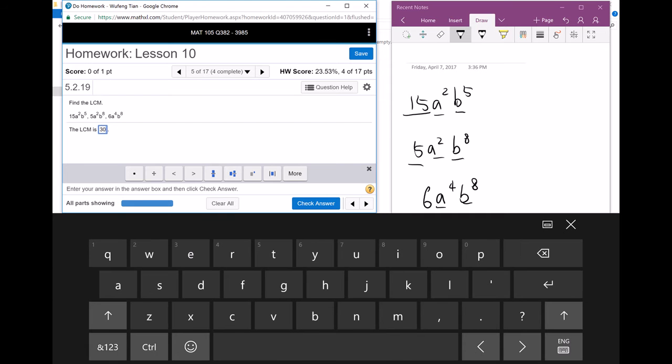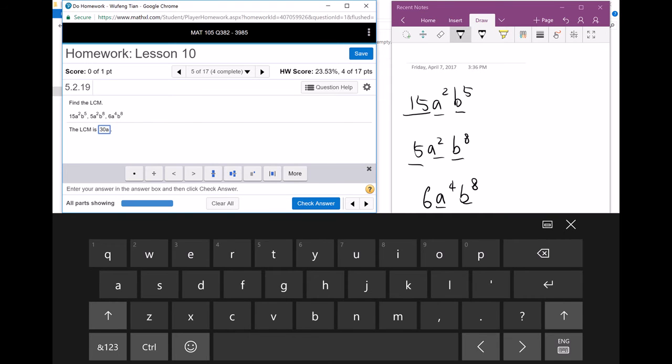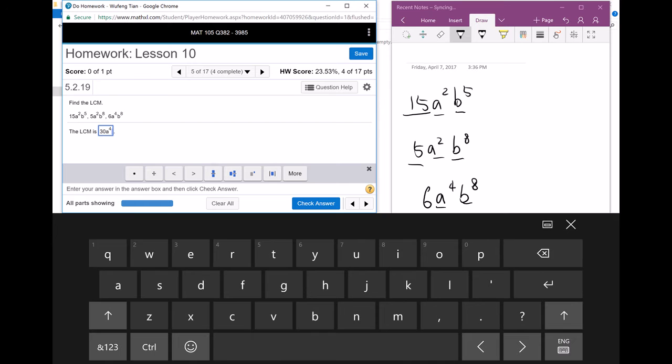a4. What is that? Let's do this. a4 and b to the 8.